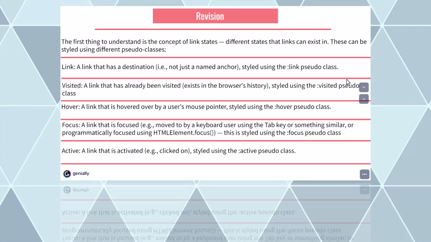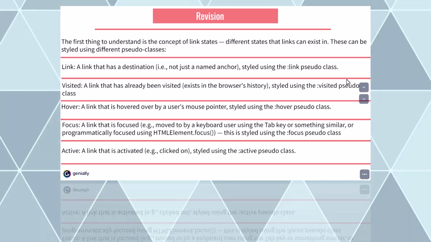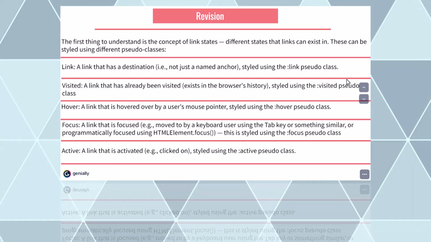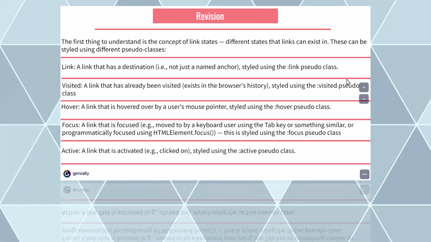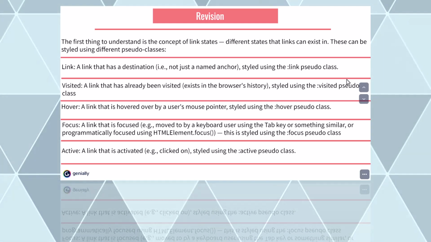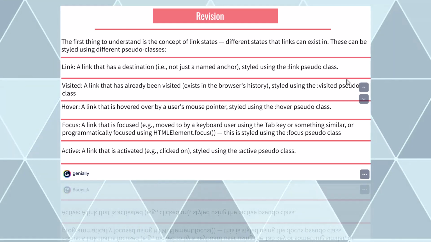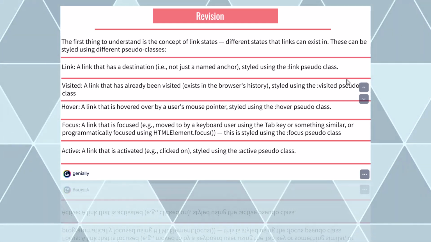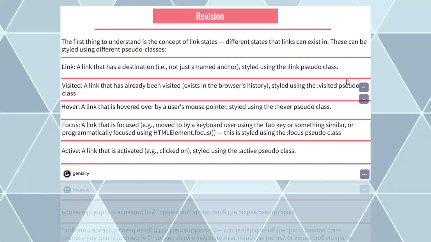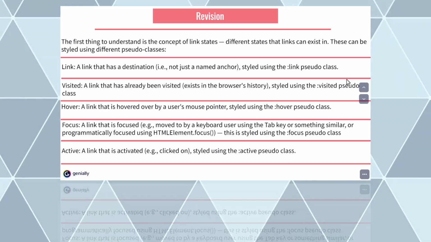All right. So, Tanvir, can you read the first one for me? The first thing to understand is the concept of link states. The few states that links can exist in. These can be styled using different pseudo-classes. Okay. Yeah. No, you explain after.